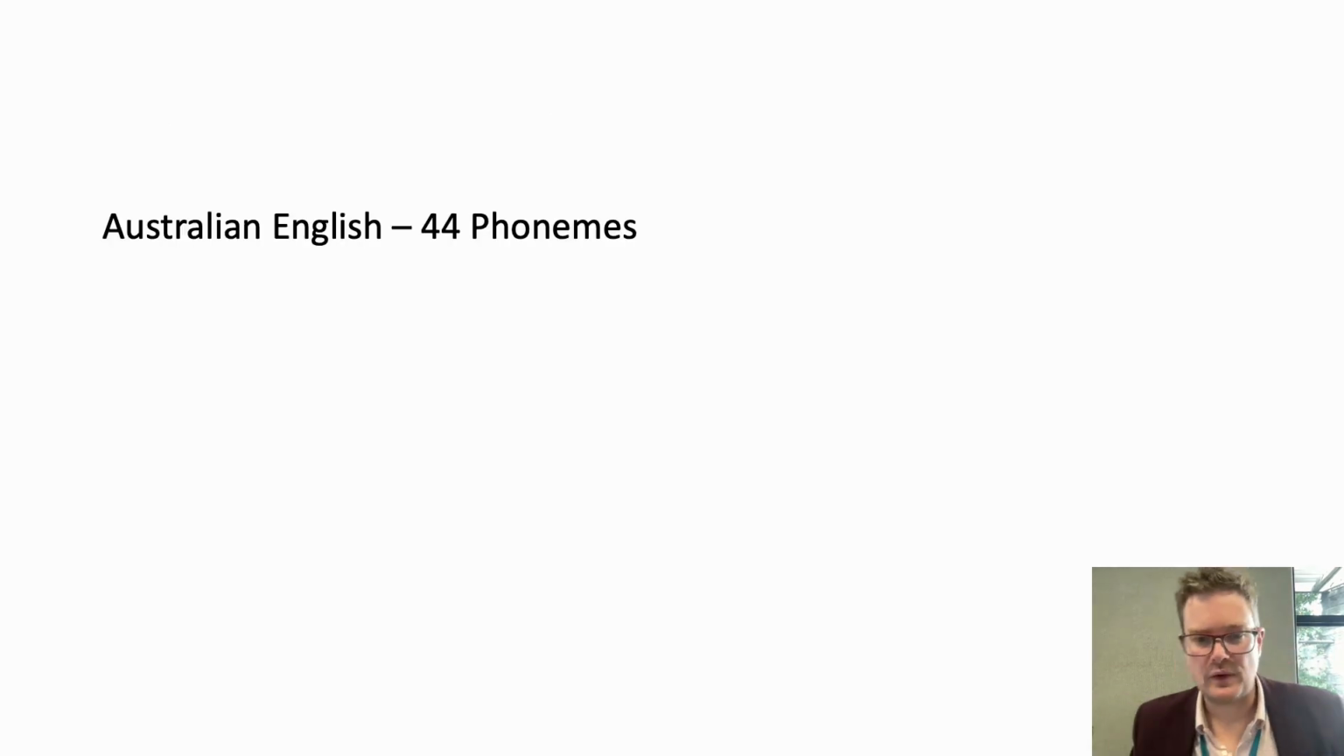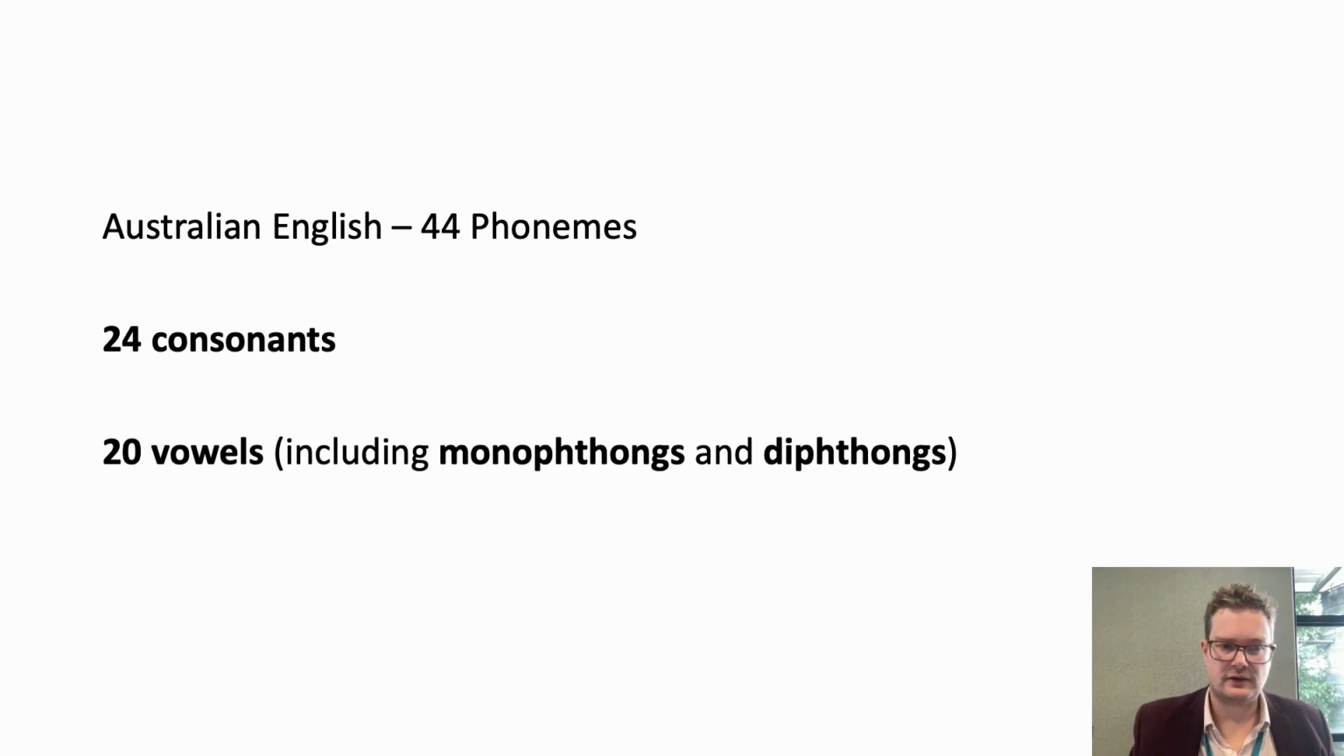Now, as I said, Australian English has 44 phonemes, and these are basically in two groups. You've got 24 consonants, and you've got 20 vowels. And the vowels you can break up into two groups called monophthongs and diphthongs. What's all this vocab mean?